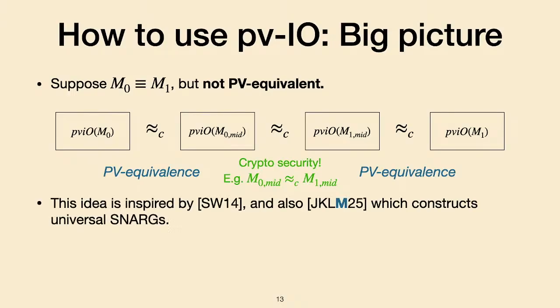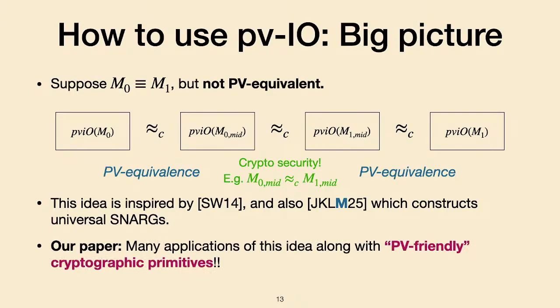And so this template itself, I will say, is inspired by both Sci-High Waters, but also this prior work that we had, which showed universal snarks from witness encryption. And I think that'll become clearer in the proof that I will show you in a second. So this is with Zhenzhong, Yael, and Alex. OK, so yeah, in general, our paper has many applications of this idea, where we basically take PV-friendly cryptography and marry it with PV/IO to get applications.